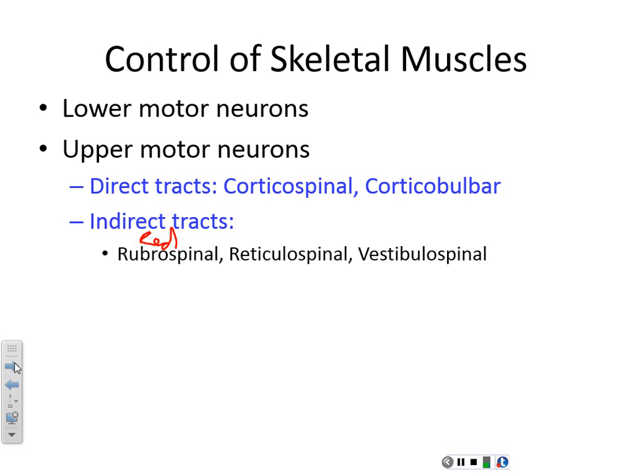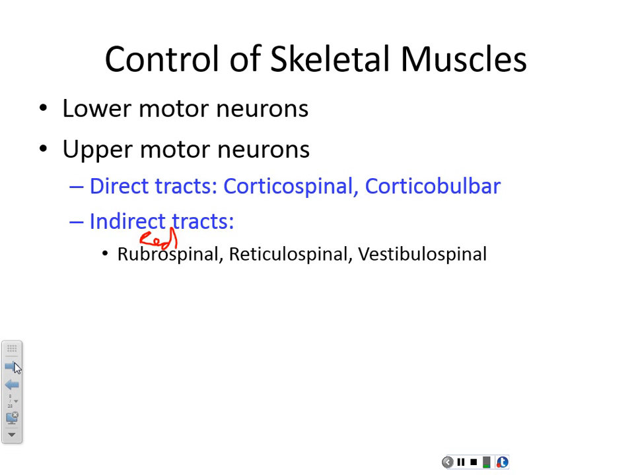Vestibular, we've heard about it, right? It carries what kind of special sense? Balance, right? Remember the vestibulocochlear nerve, which we'll be doing in a little bit after the ear. So it's got to do with balance. The good thing about these tracks is that the name kind of tells you a little bit about it.